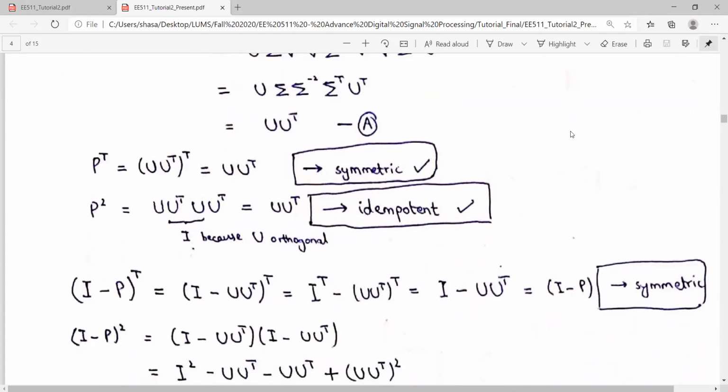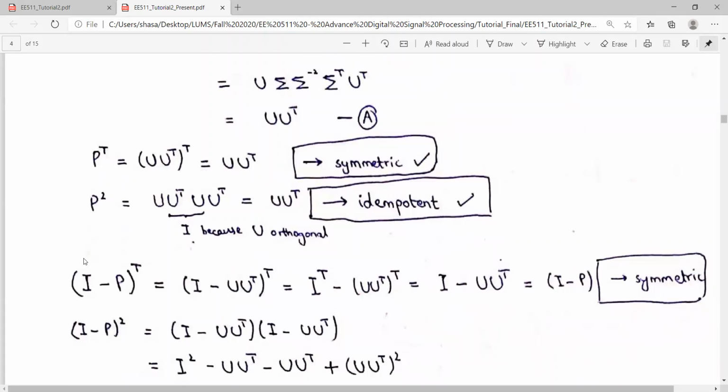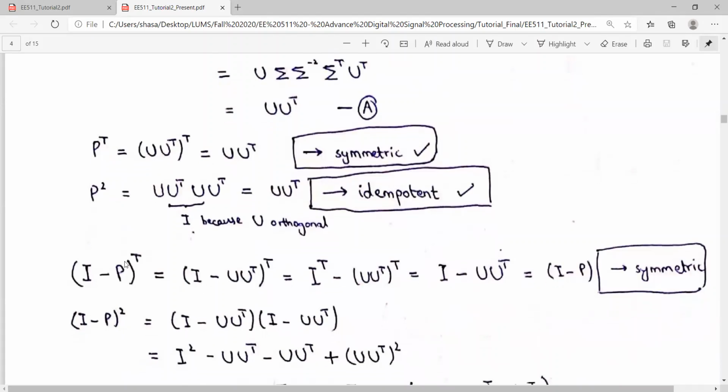And then we move forward to doing the same step for I minus P transpose. And once again, since we have a very easy P, we take its transpose, it would be I. So when we apply transpose on a summation, we can apply it individually, and we result in the same expression. So symmetry is once again established.